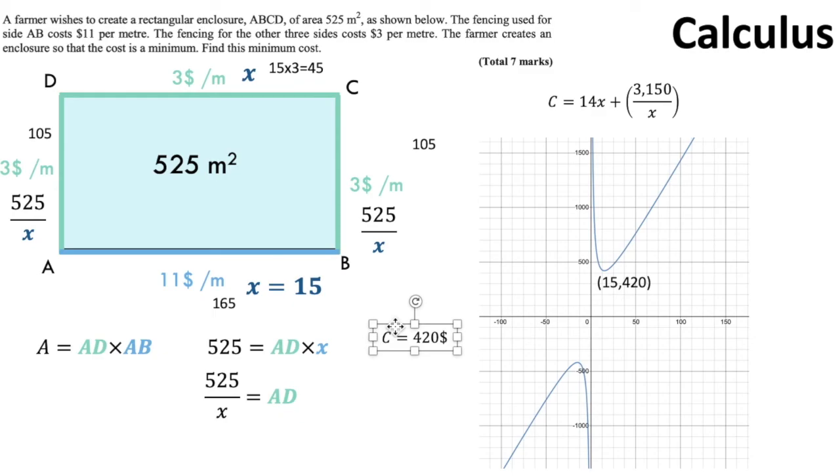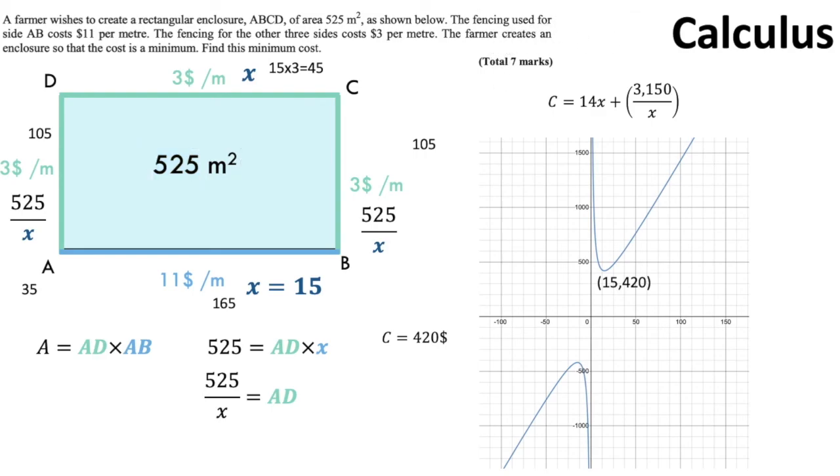You can also check this out. You can also find the area right here. To do this, you would do 525 divided by 15, that's 35, and then times 15. If you check on your calculator, it would give you 525, and that would be the area. So that's how you find it.